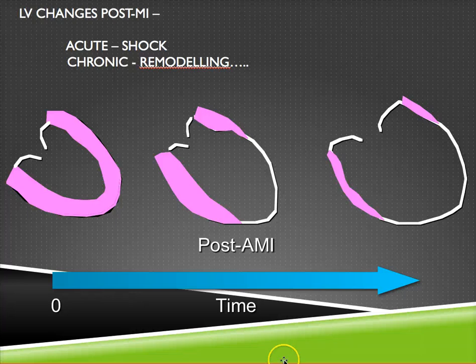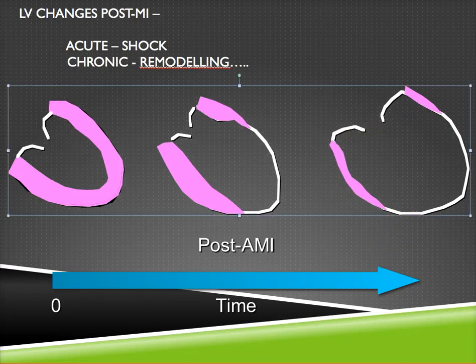With time, however, a significant patient population will develop progressive left ventricular remodeling. And what happens here is that the left ventricle dilates, becomes enlarged, becomes more spherical in shape, and myocardial segments that were not initially involved in the myocardial infarction become dysfunctional, thinned, and replaced by fibrosis.